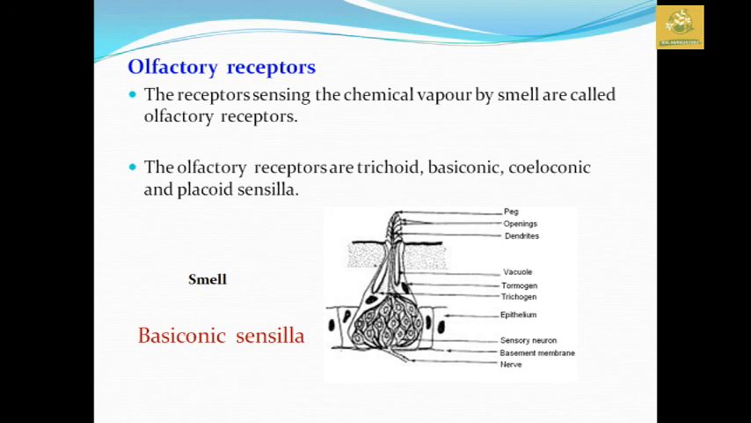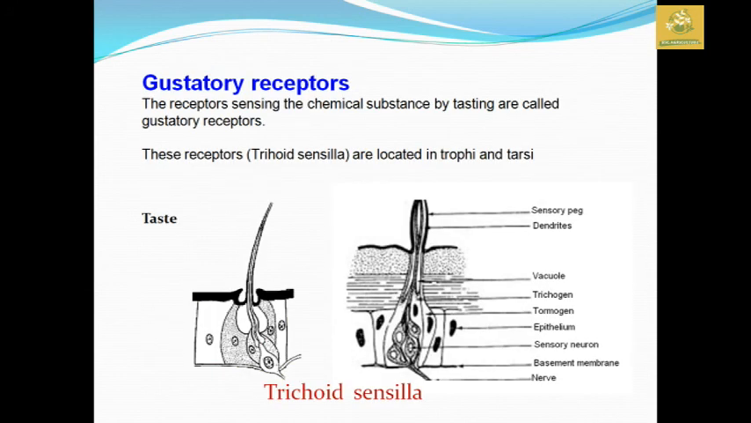The olfactory receptors are the trichoid, basiconic, coeloconic and placoid sensilla. I have given a picture of the olfactory receptor in the insect body. After that, we are going to see the gustatory receptors, which are used for sensing the taste of a particular chemical present in the environment. These receptors sense the chemical substance by tasting, and they are known as the trichoid sensilla.